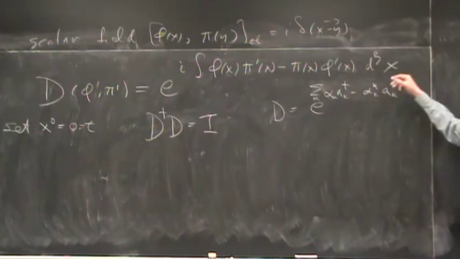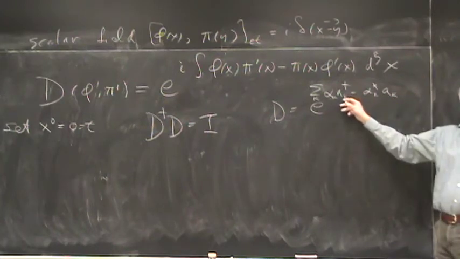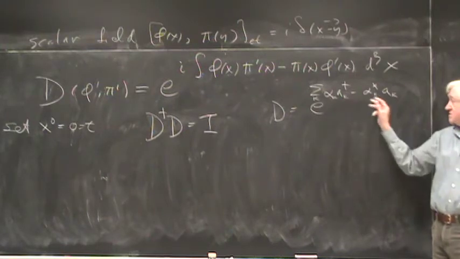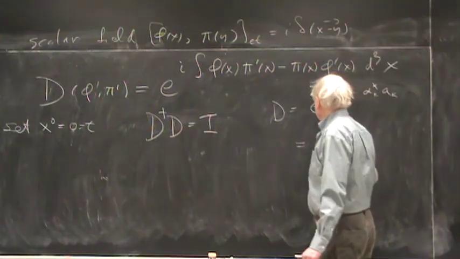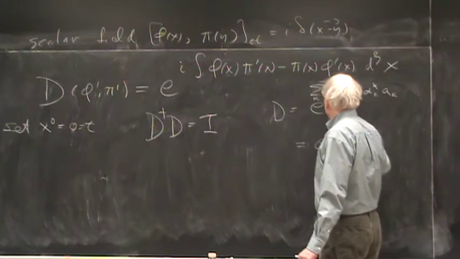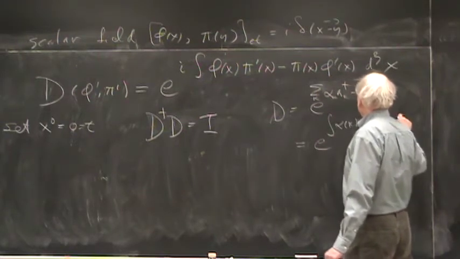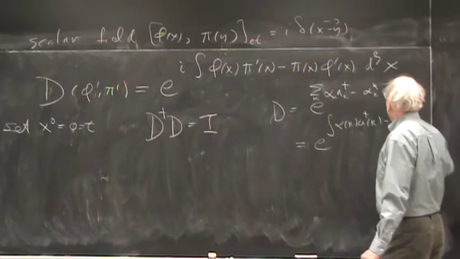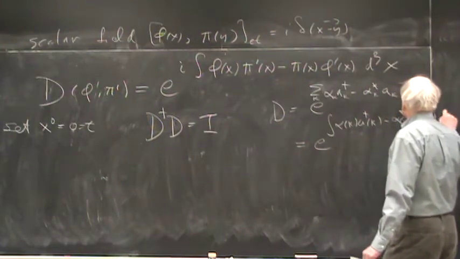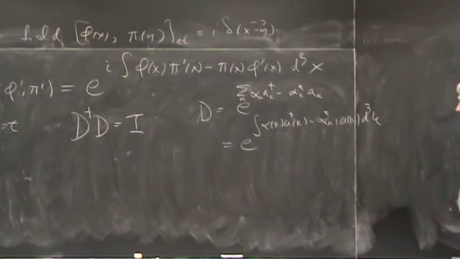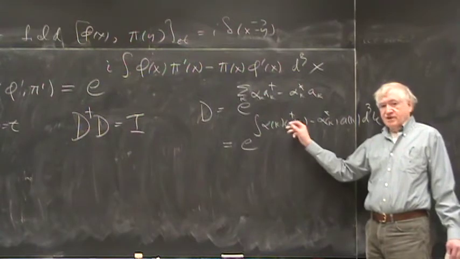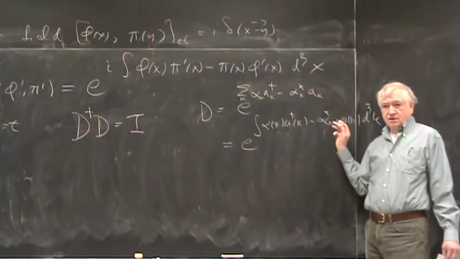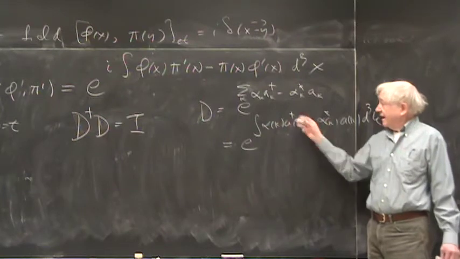So in other words, if I use a discrete set of wave numbers, then it would look like that. Equivalently, it would be e to an integral of alpha of k, a dagger of k, minus alpha star of k, a of k, d cubed k. This is e to an anti-Hermitian operator that's linear in a and a dagger exactly.